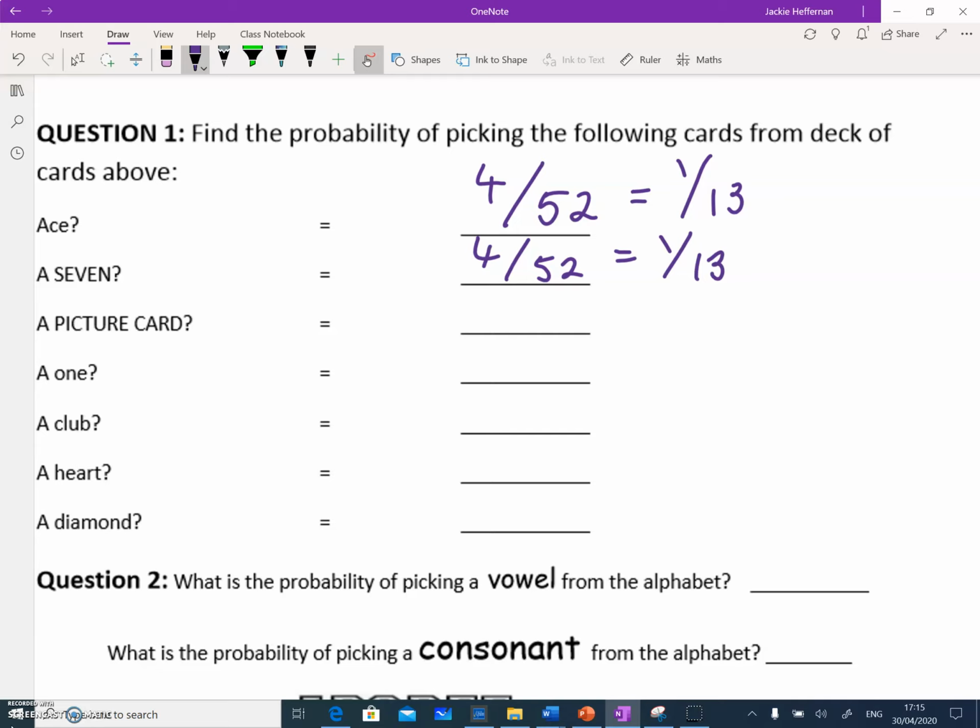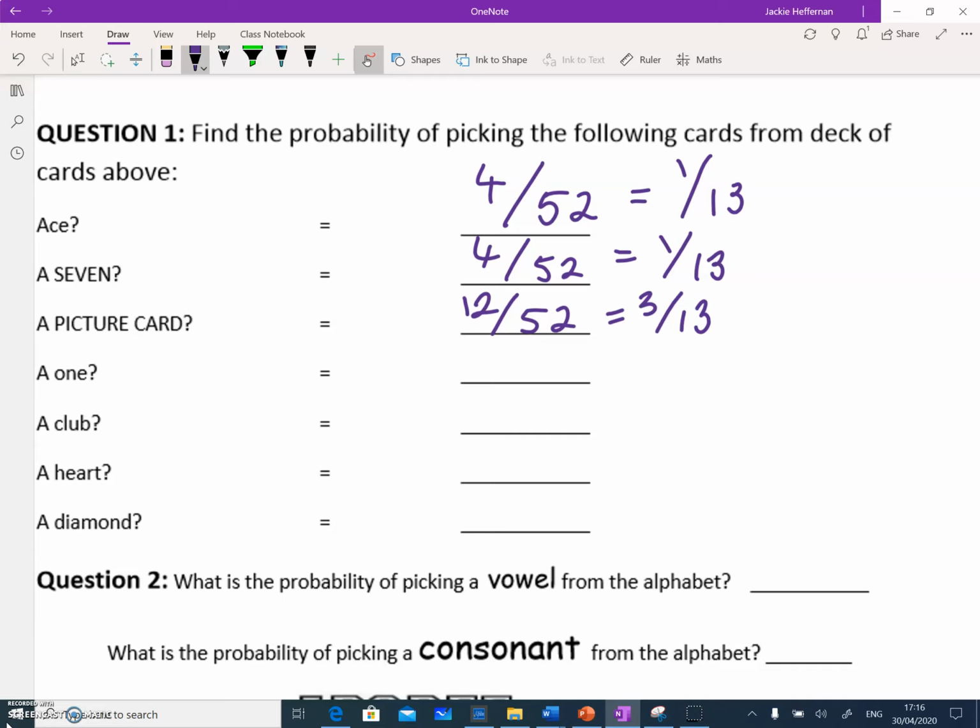A picture card. Now there's 3 picture cards per suit. So you have 3 picture cards in diamonds, 3 picture cards in hearts, 3 picture cards in clubs, and 3 picture cards in spades. So there's 12 picture cards altogether. So it's 12 over 52, which is 3 over 13.